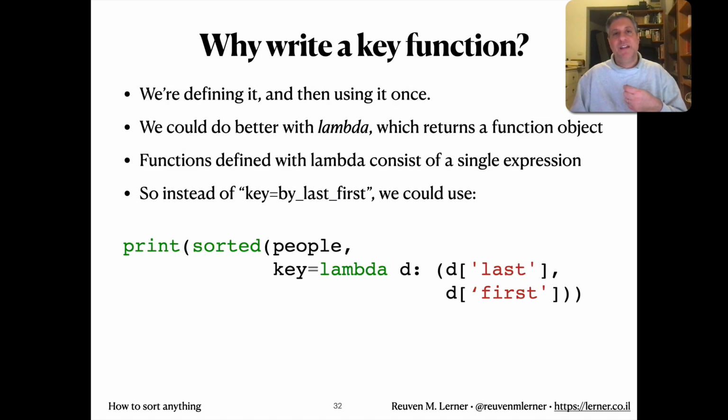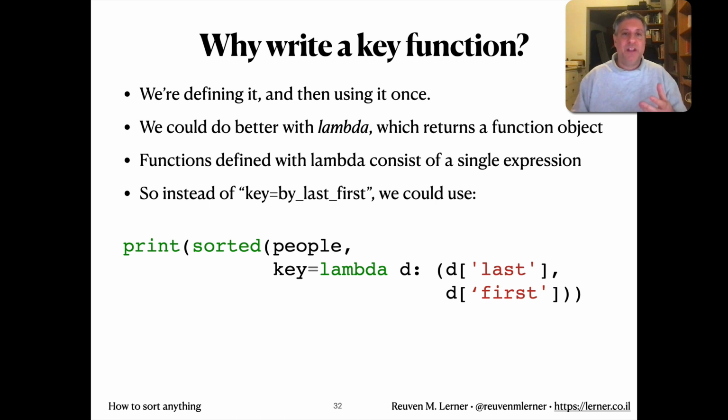Perfect. Now, why would you even write a key function? Maybe we could do better with lambda. Now, remember that lambda sort of gives us a shortcut. Normally, when we define a function, as we've done in several examples here so far, we use def. And def does 2 things. It creates a function object, and it assigns it to a variable. Instead, what we can do is we can just create the function object and throw it away afterwards.